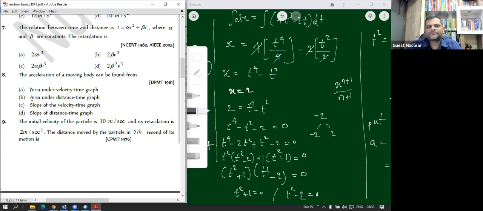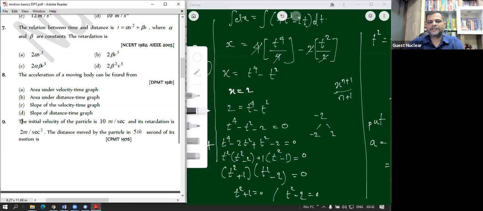Acceleration can be found from the slope of the velocity-time graph. Okay. वेलोसिटी और टाइम के बीच में जो ग्राफ बनता है उसका स्लोप एक्चुअली एक्सेलरेशन होता है. ओके, एंड व्हाट इज द एरिया ऑफ दिस वेलोसिटी टाइम ग्राफ? एरिया ऑफ वेलोसिटी टाइम ग्राफ मींस नथिंग बट द डिस्टेंस या डिस्प्लेसमेंट ऑफ द बॉडी.